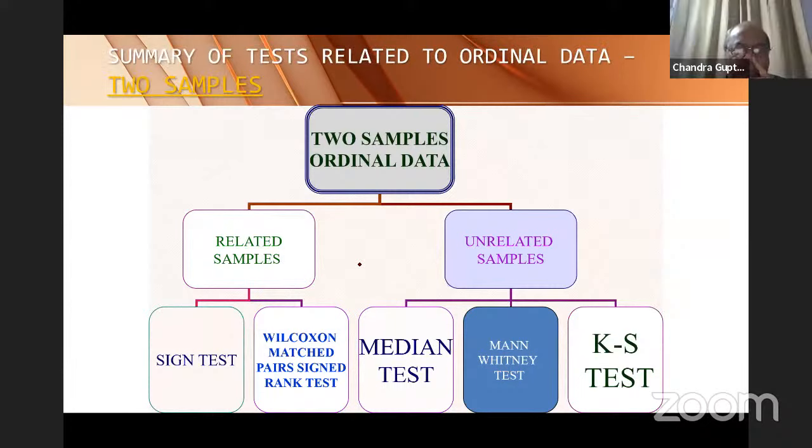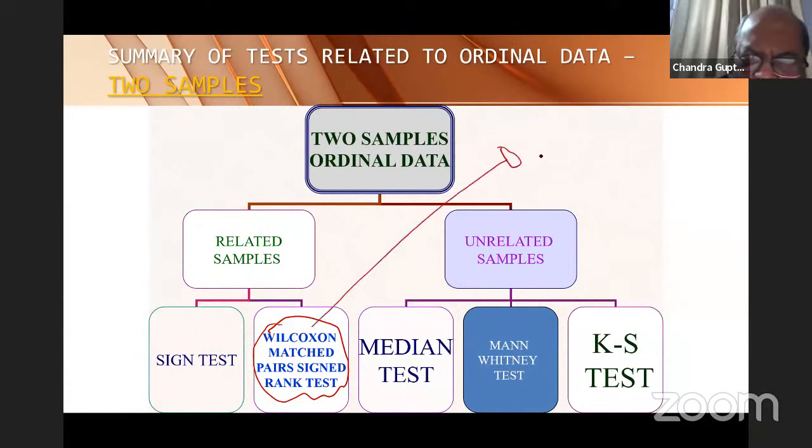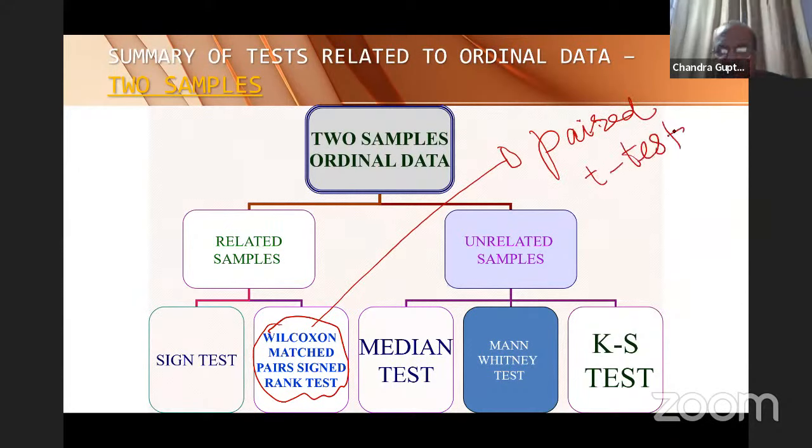And if we have two samples, related sample, we use Wilcoxon matched pair sign test. So this is parallel to your paired t-test, which is parametric.